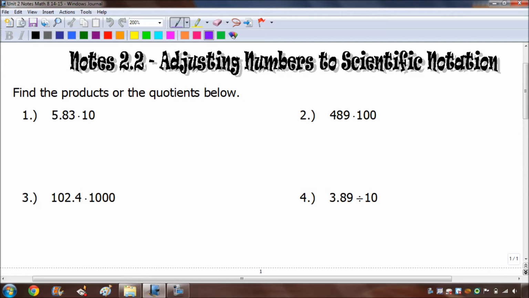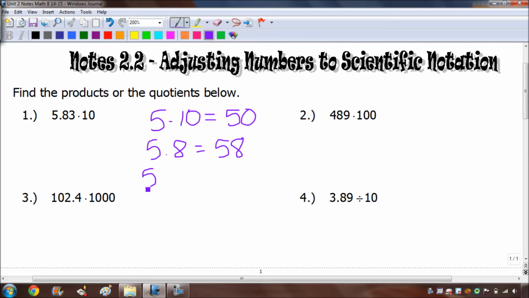Number 1 says 5.83 times 10, right? So you all know that if I multiply 5 times 10, I should get 50. So it should make sense that if I multiply 5.8 times 10, I get 58, and if I multiply 5.83 times 10, I get 58.3. So really, when you're multiplying by 10, you're just moving the decimal place over. So this is going to be 58.3.